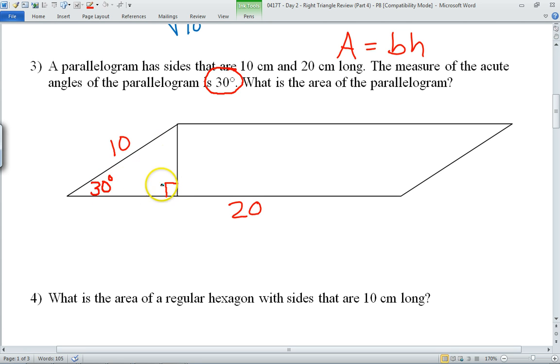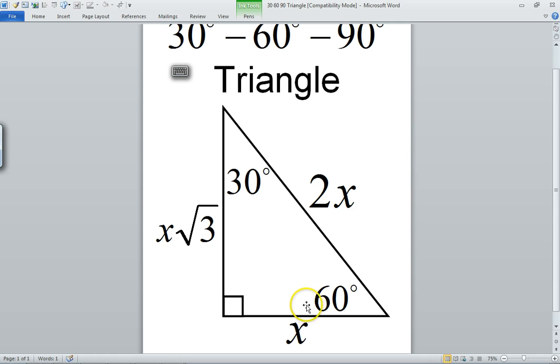Well, in this right triangle, if this is 30 degrees, what's this up here? That's 60 degrees, of course. We have a 30, 60, 90 triangle. So again, we get to use our special triangle knowledge. Now this will be given to you, the little picture. Remember, this image will be given to you.